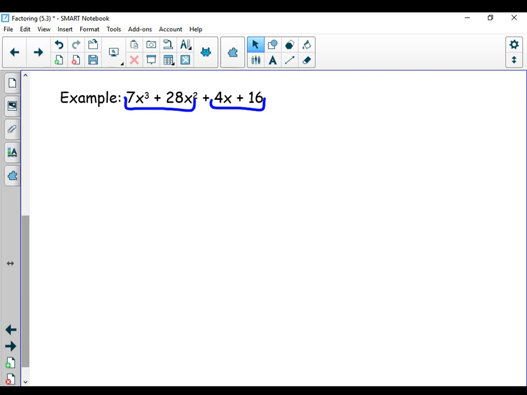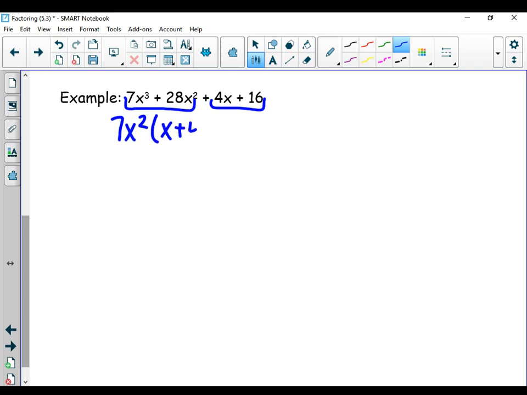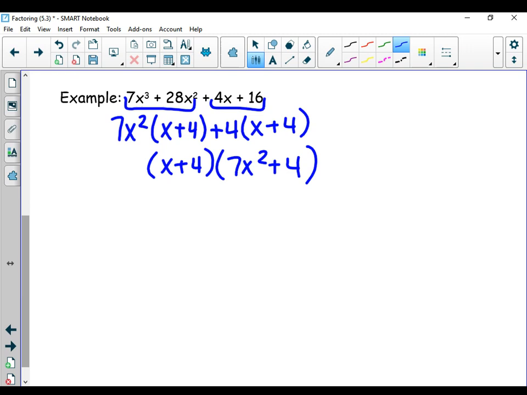Okay, so factoring by grouping. We're gonna group the first two together, group the last two together, just like we've done all of those other problems. Same steps. Take out the greatest common factor, and so on. Go ahead and finish this one out. Of course, we always ask ourselves if it can go any further than that. If it can, great. If not, that's your final answer.